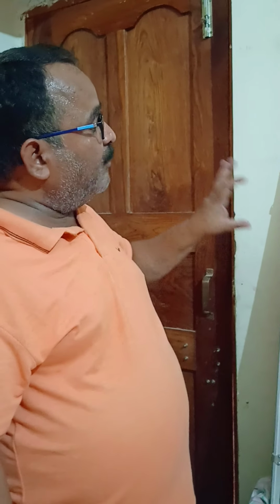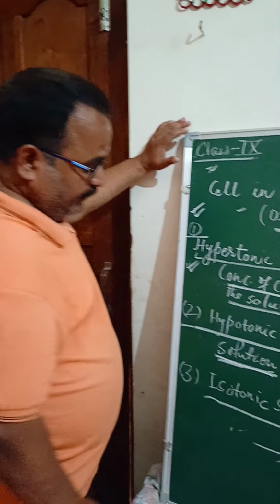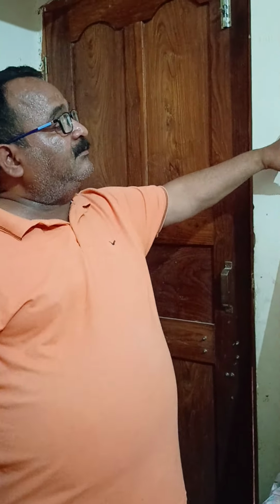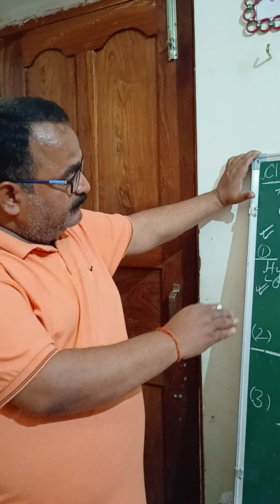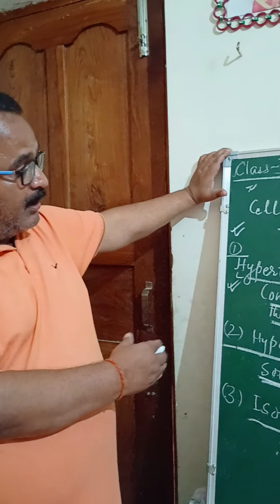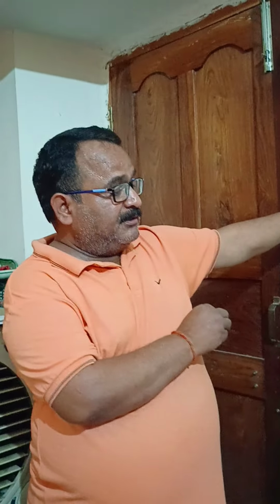This is all about the cell in a different environment, or like in osmosis, what happens in a cell. So finally this is all about today's class. You all must learn these three types of solution and what happens during that solution when we put the cell. Thank you.